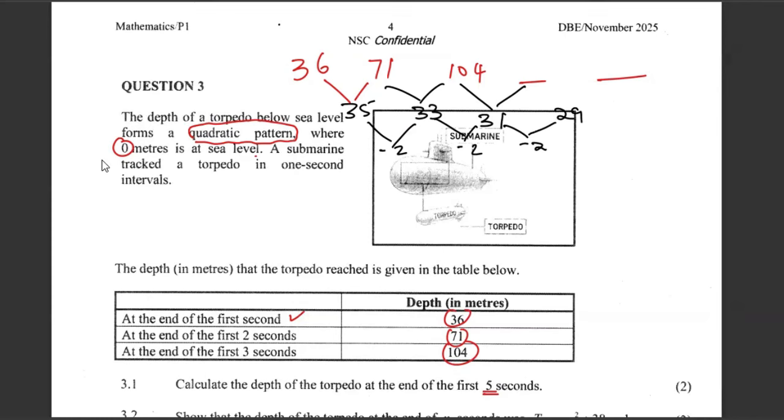And then you add. So what is 104 plus 31? We get 135. And then 135 plus 29, I end up with 164. So meaning that the depth at the end of the first 5 seconds will be 164 meters.